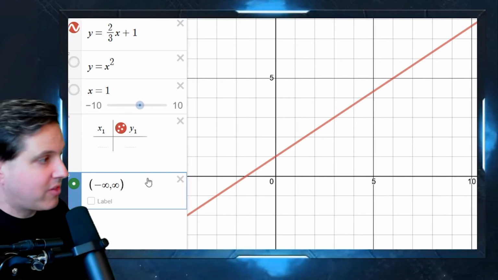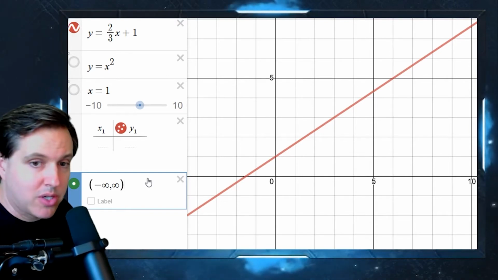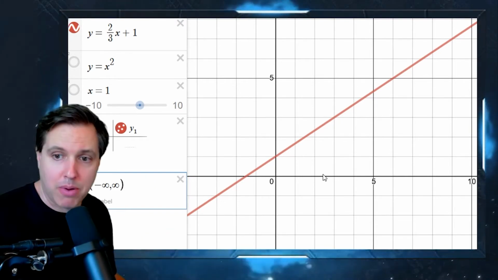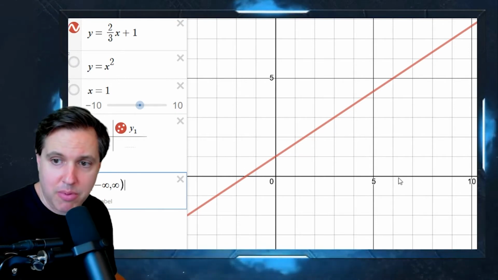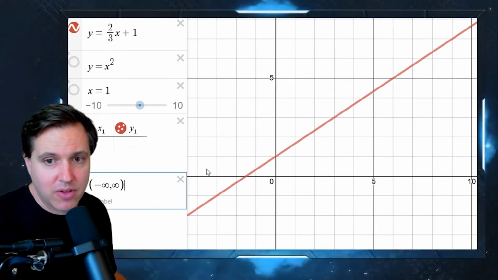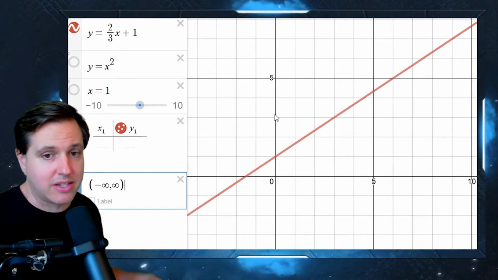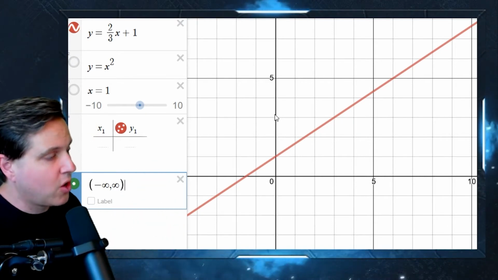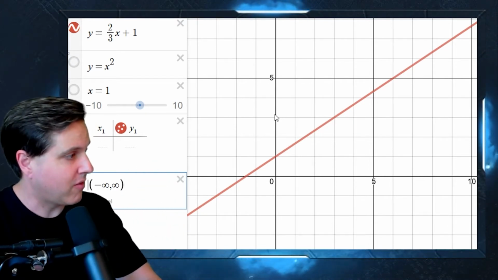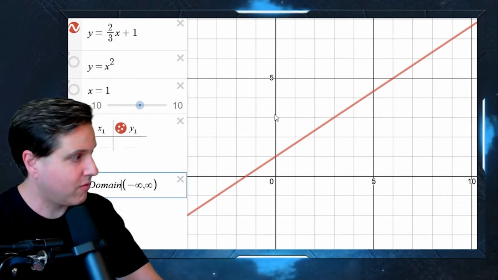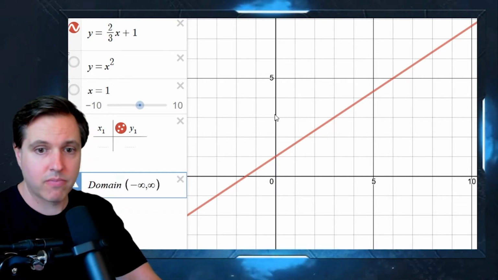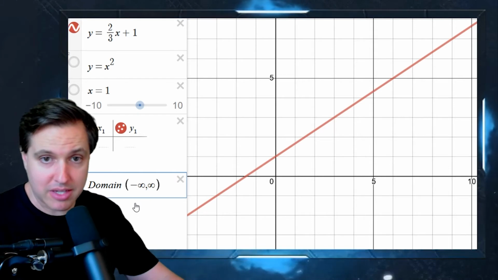And that would be written like this. The parentheses mean everything in between, but not including those endpoints. Positive infinity means you're going up this part of the axis. Negative infinity means you're going down this part of the axis. And anywhere on that axis, we can find the value. So this would be the domain for our function. And the range would actually be the same thing for this line.